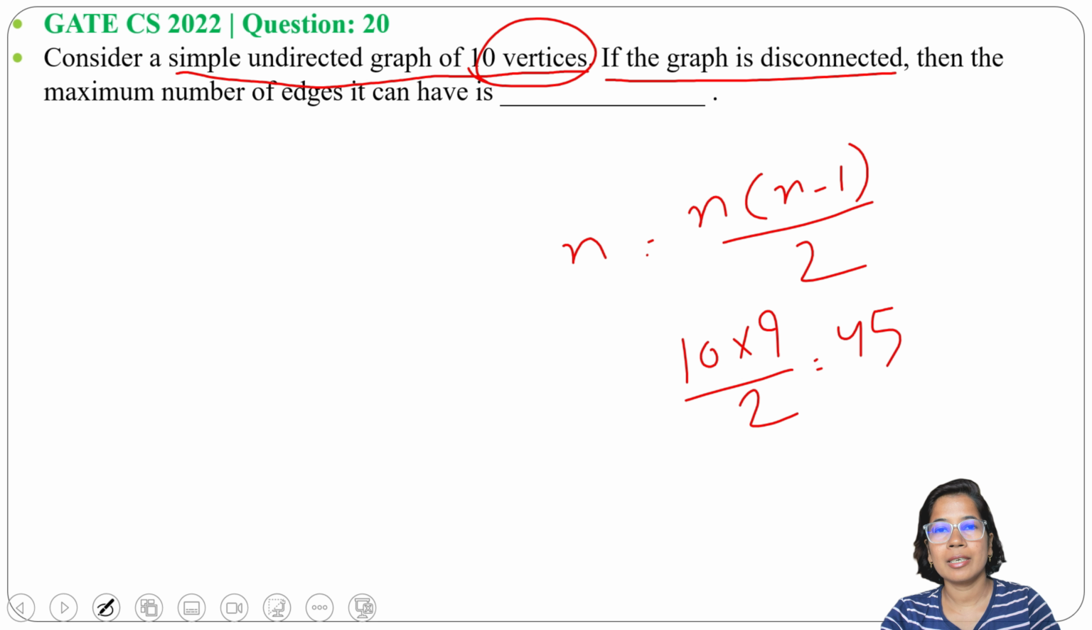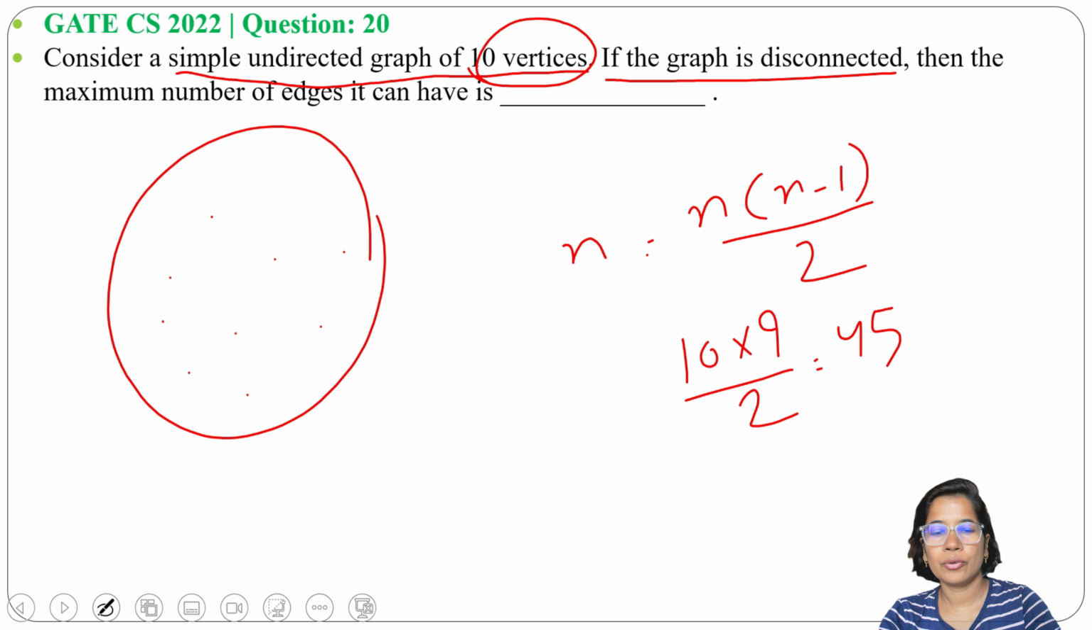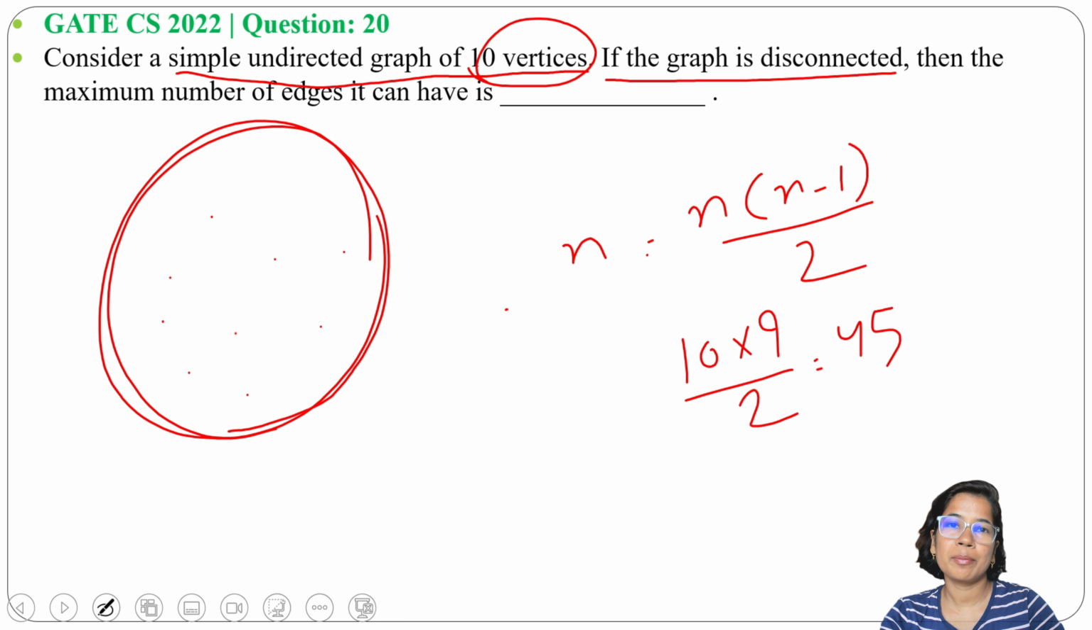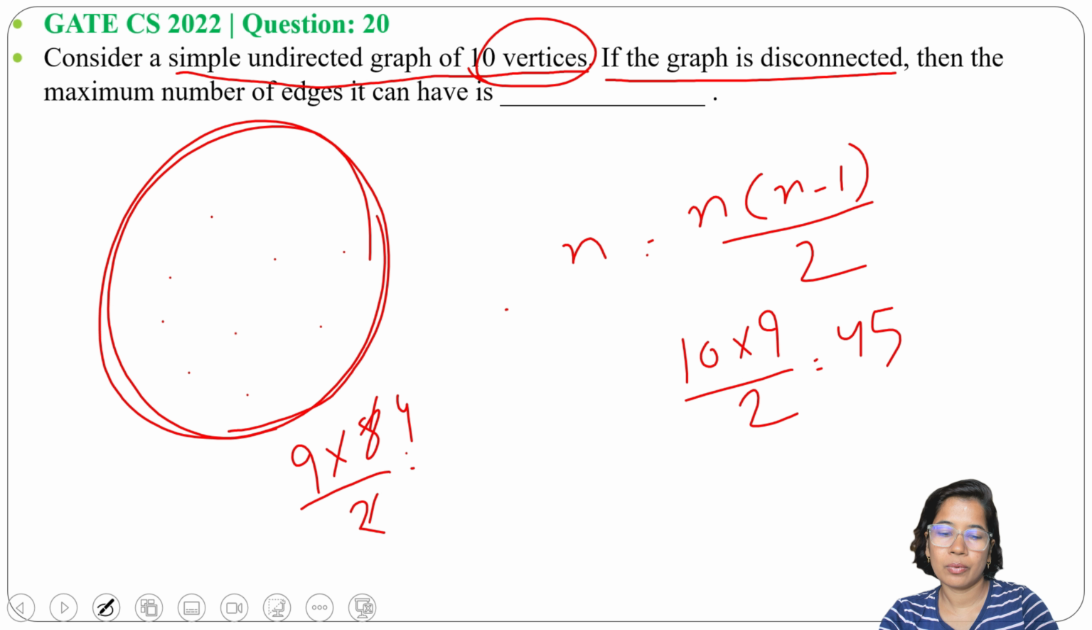Graph is disconnected means take two groups, one containing 9 vertices: 1, 2, 3, 4, 5, 6, 7, 8, 9. This is one group and another group having just one vertex. Here in these 9 vertices there can be a maximum number of edges. So 9 multiplication 8 divided by 2. 8 divided by 2 is 4. So 9 multiplication 4 is 36.